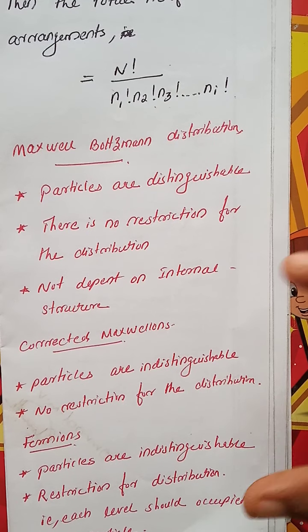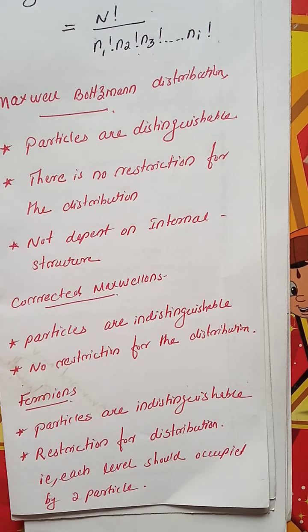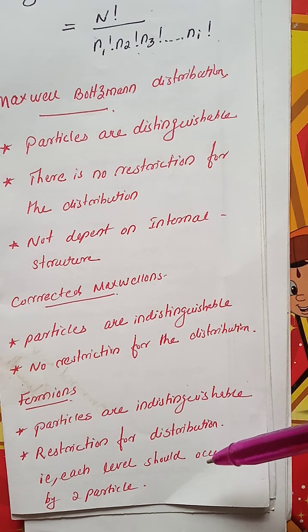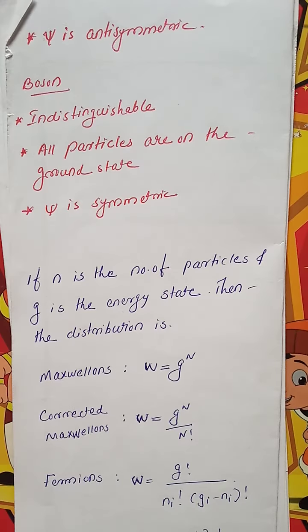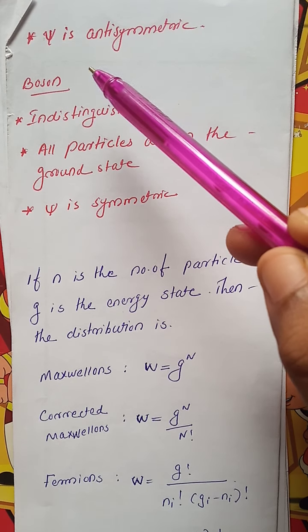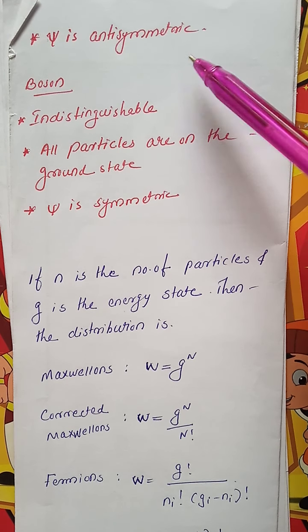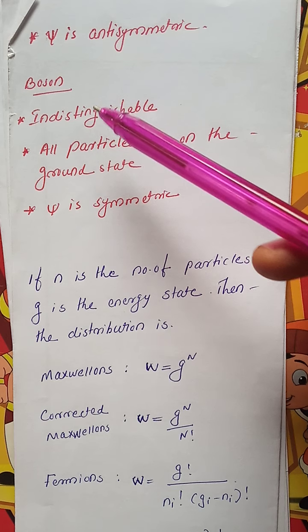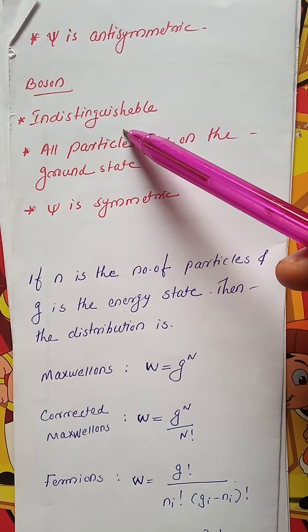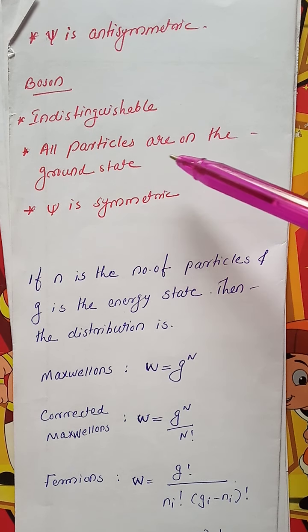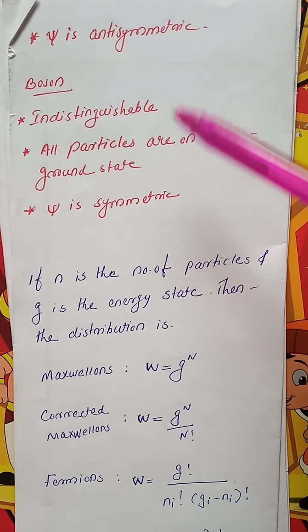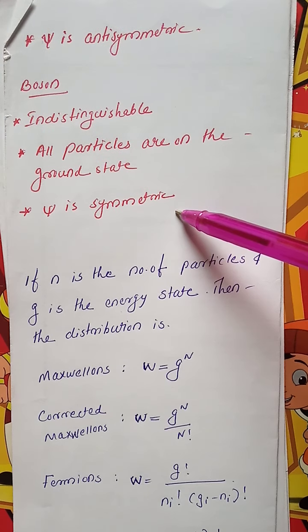Moving on to fermions, the particles are indistinguishable. Next point is the restriction for distribution, that is each level should be occupied by two particles only. And the wave function psi is antisymmetric. And in case of boson, the particles are indistinguishable and all particles are in the ground state and the psi is symmetric here.